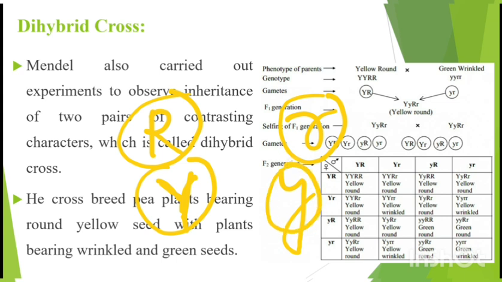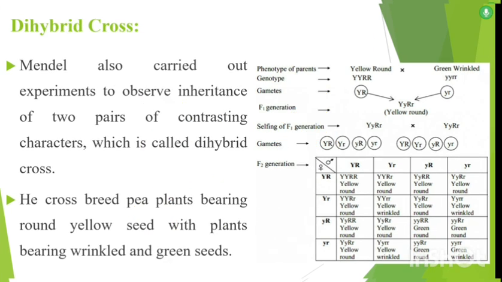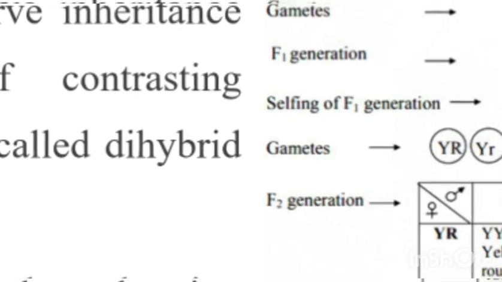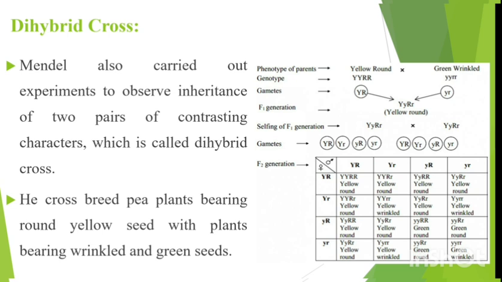Like the monohybrid cross, Mendel selected pure breeding plants for both traits for the cross. So a true breeding plant having round and yellow seed is crossed with a green and wrinkled seed. This is yellow and round, and this is green and wrinkled seed. Now he crossed these pure parent plants with each other to get the F1 generation with yellow and round seed, because they are dominant characters.